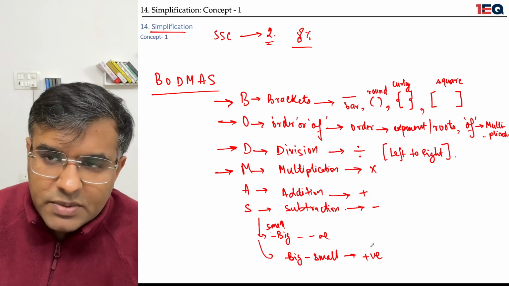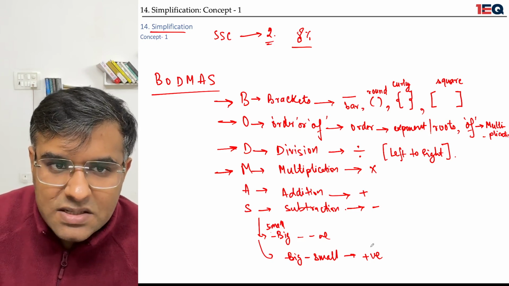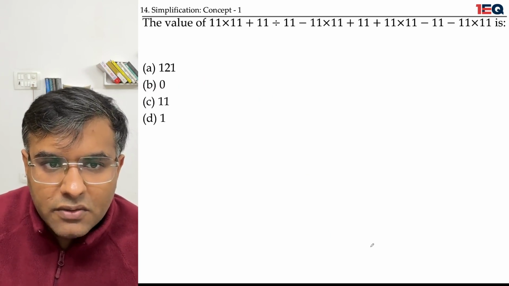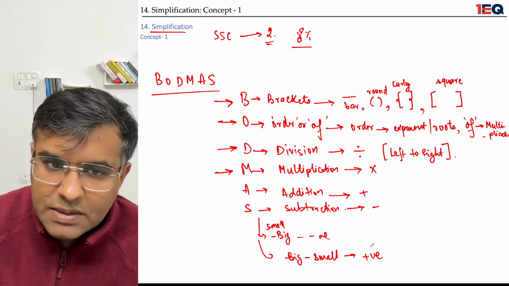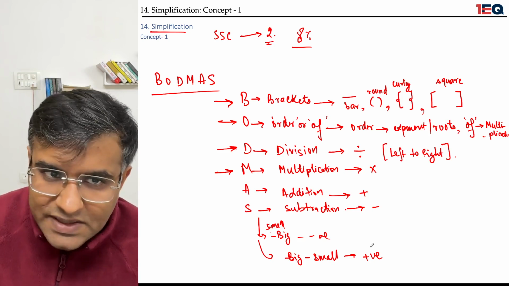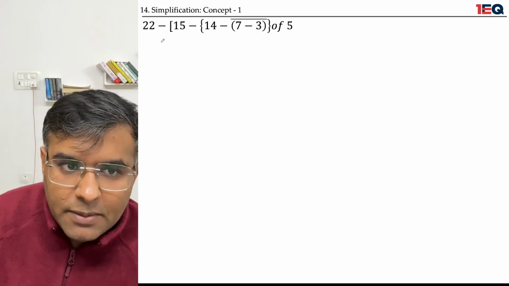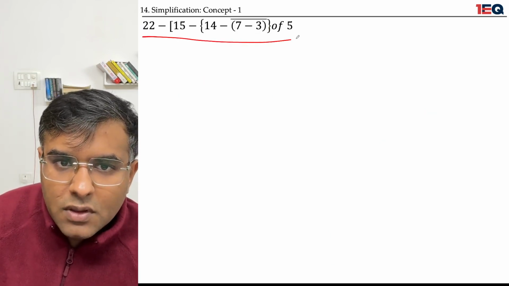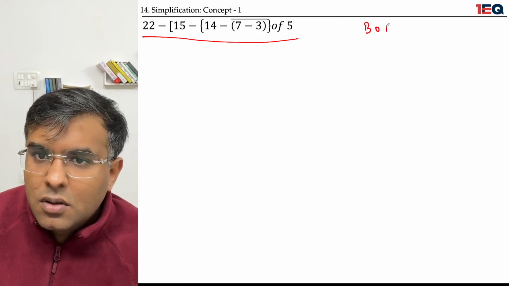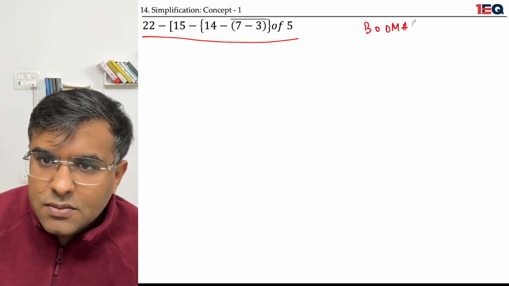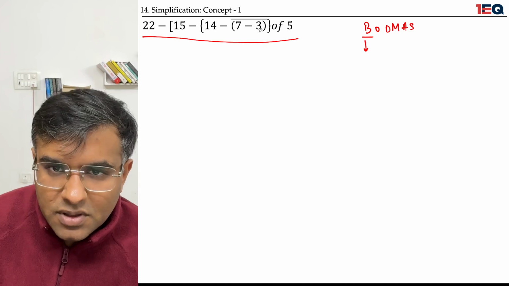Now I'll be jumping straight onto the questions. We have 4 questions before we finish off the first concept. The first concept is BODMAS. Now I'll be solving this question. Here you see that I've already talked about BODMAS, so we'd be solving the brackets.